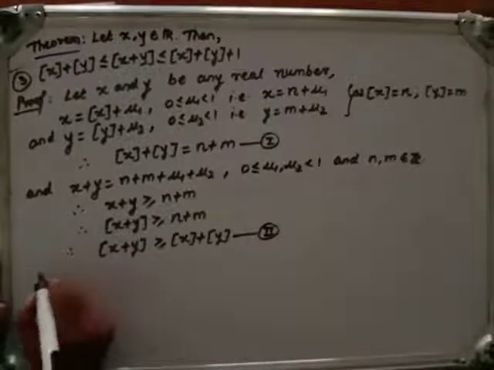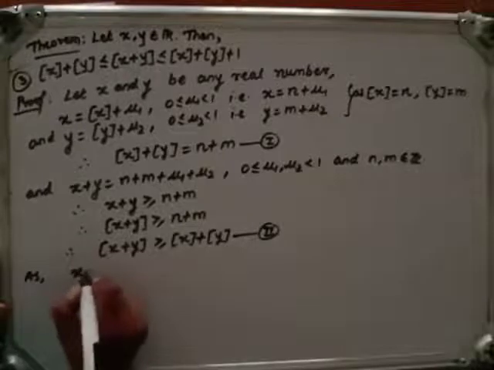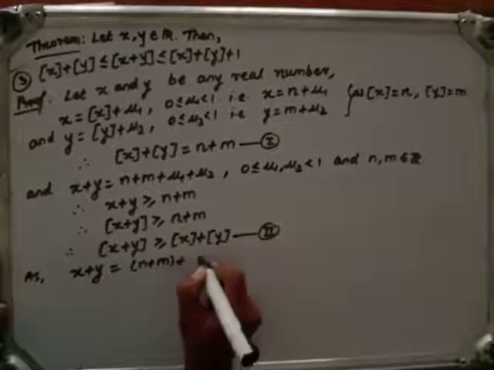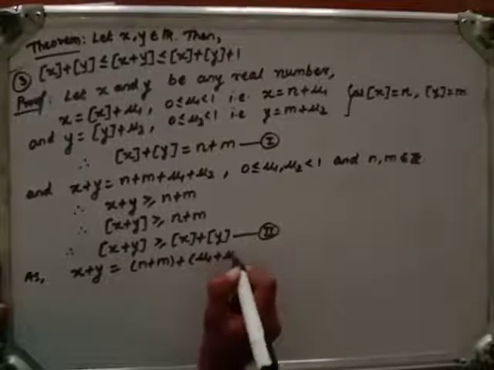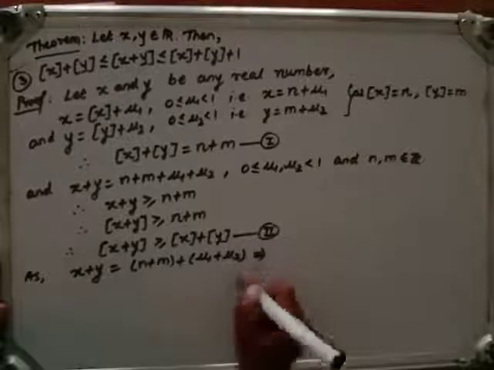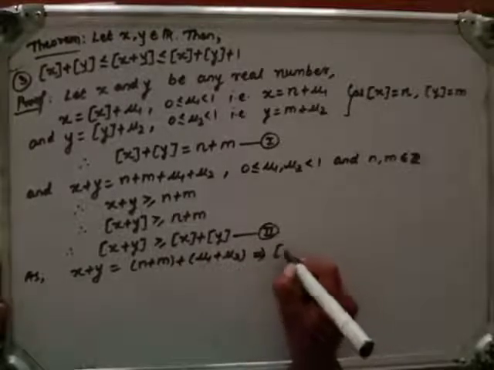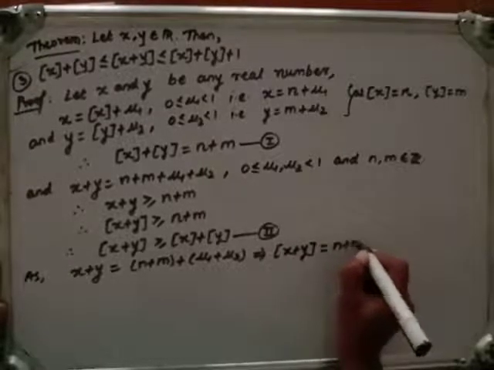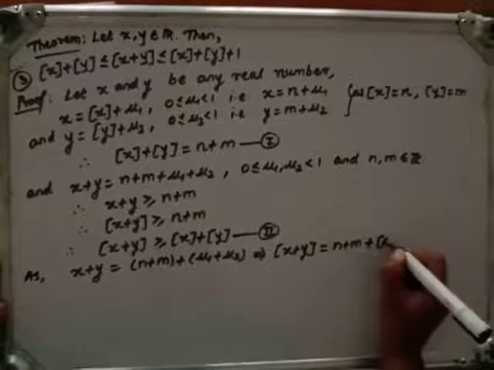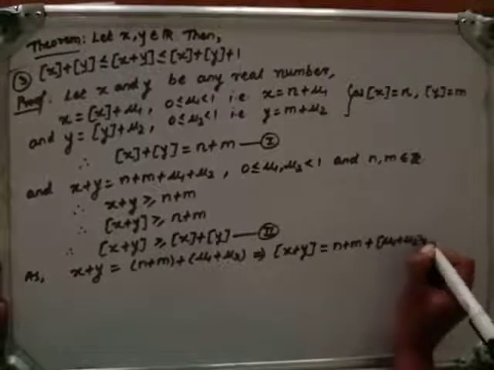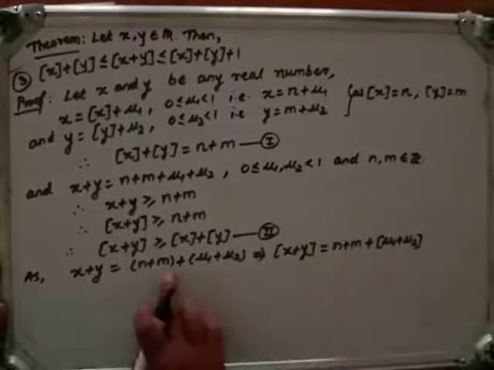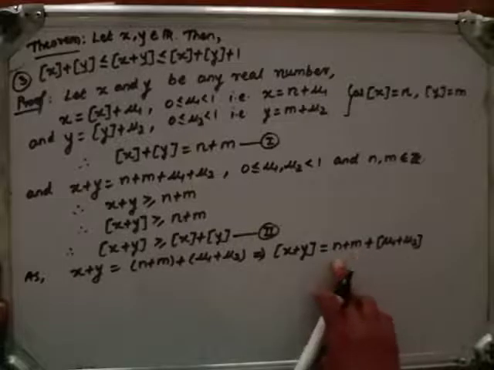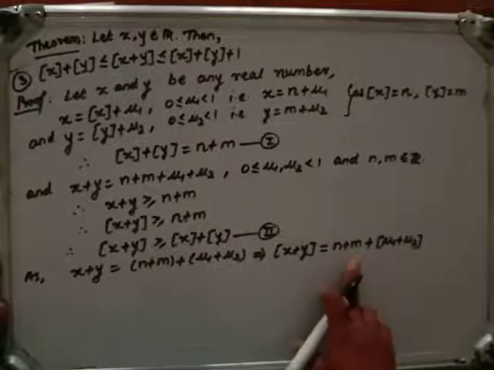Now as x plus y equals n plus m plus mu1 plus mu2, that gives us the greatest integer function of x plus y is equal to n plus m plus the greatest integer function of mu1 plus mu2. Why does this hold? Because n and m are integers, so their sum is also an integer, and the greatest integer function of an integer plus something will remain the same, as this is an integer.